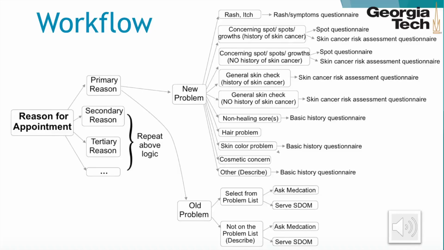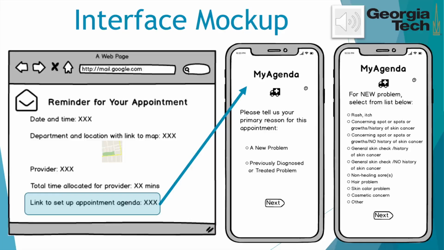Then for all problems, the app will ask the patient to choose from the problem list linked to the patient's medical record and choose the current medication from the medication list and search the questionnaire. Once the patient is done, the app will ask if the patient has more reasons for this appointment and repeat the above logic. This is the mockup for my Agenda app.